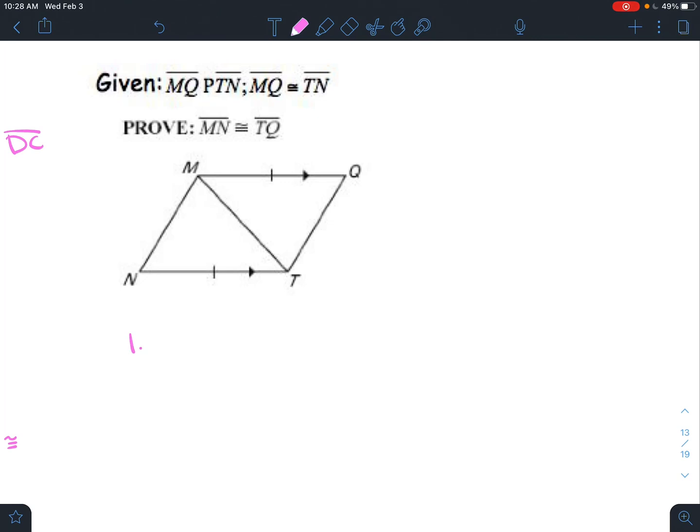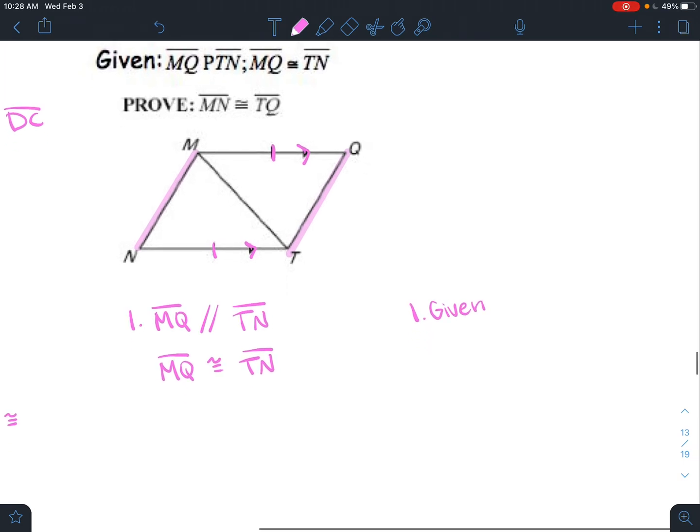So here's our second proof. It tells us that MQ is parallel to TN, and MQ is congruent to TN. So I've got those two things marked. They are parallel and they are congruent. So now our idea here is to prove that MN is congruent to TQ.